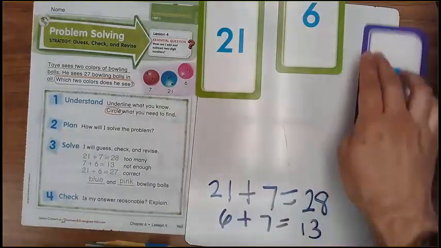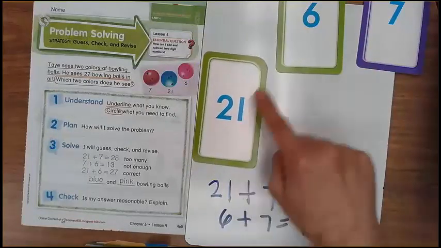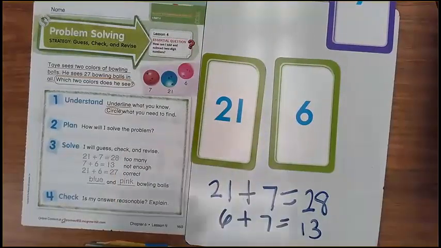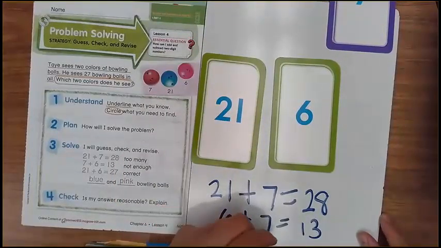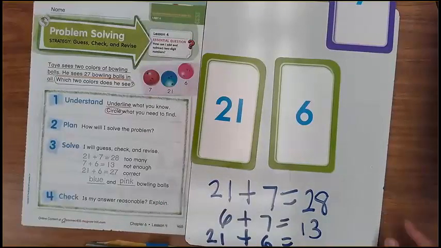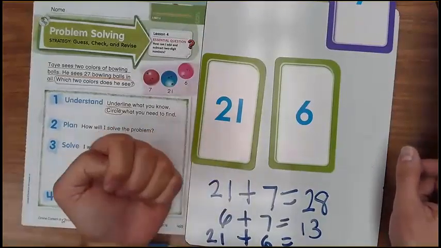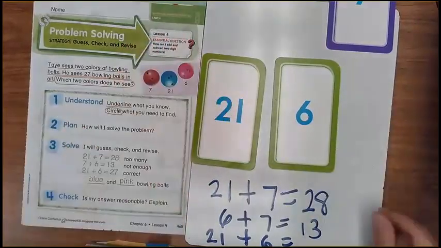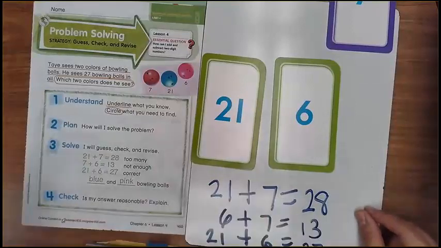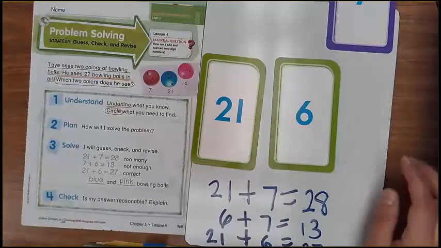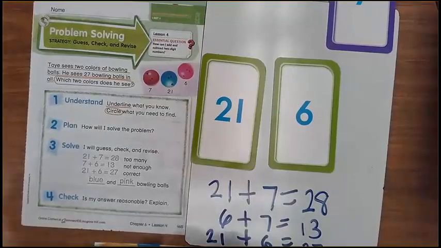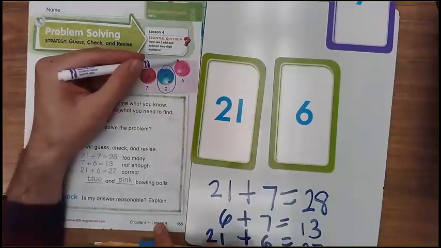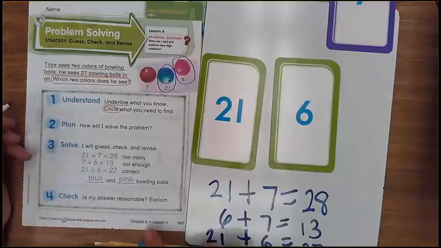Okay, well, what if I say 21 plus 6? Will that work? Let's count on. Because remember, we want to see if it's 27. So let's see, 21, 22, 23, 24, 25, 26, 27. So that does make 27. Right? So that means that Tay must have seen this one, the blue one, and the pink one.